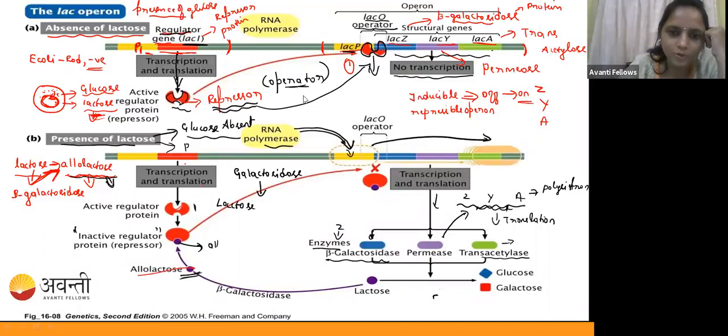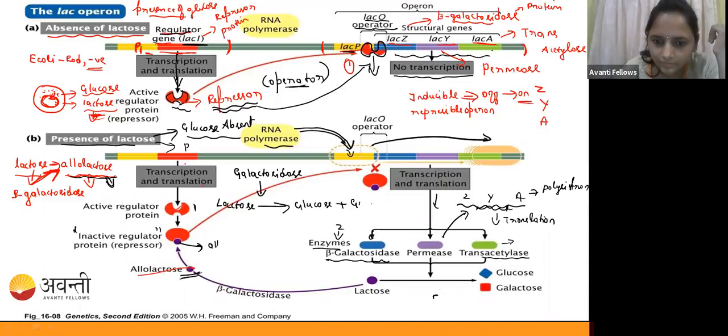Lactose is a disaccharide or monosaccharide? So this lactose is now going to convert into glucose and galactose. Now this glucose is utilized, and the galactose is also not left. This galactose is also converted into glucose and it is utilized by the bacteria for growth.